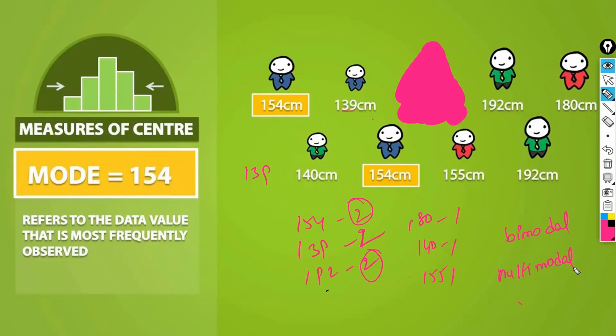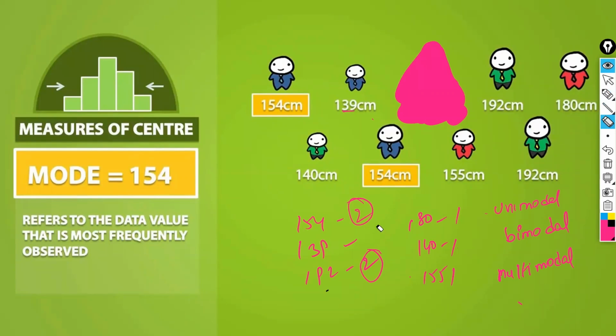In the given data, we have multiple modes available. If you have only one mode, it is called unimodal. Unimodal means mode is equal to 1. In the given data, only one mode is available. Bimodal means in the given data, 2 modes are there. Multimodal means multiple modes are there. Okay, let us take one more example.